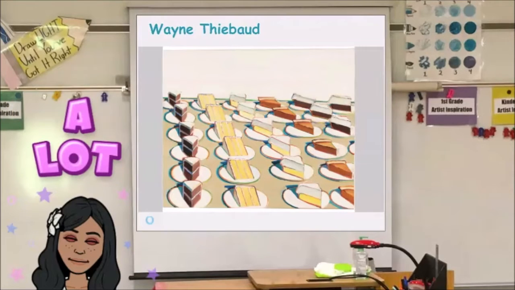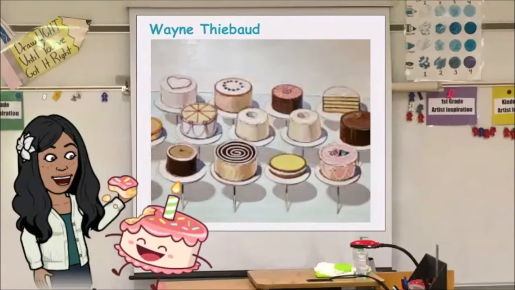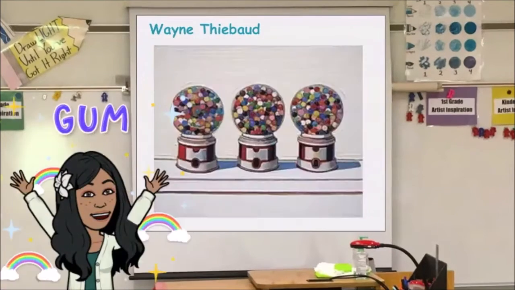And the main thing about him is that he did a lot of them. So there's a lot of repetition or rhythm and pattern in his artwork. And there's also a lot of art that is just like this. Slices of cake, lots of gumballs, lots of different kinds of ice creams, and lots of cake.